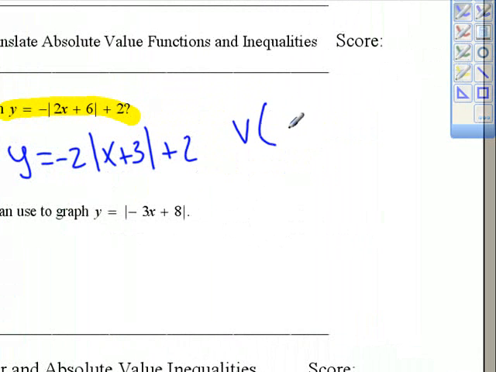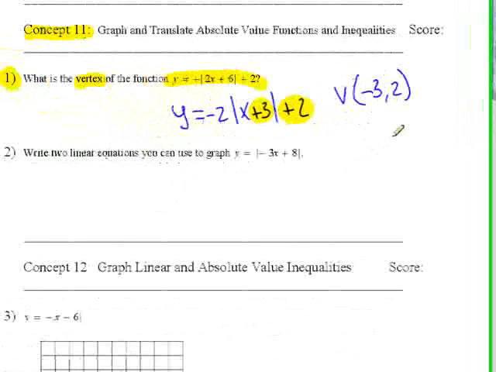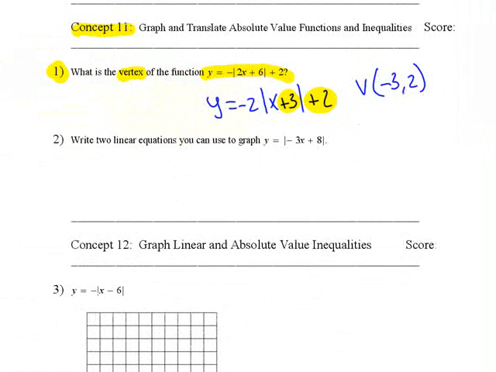The vertex is going to be negative 3, 2. Remember, the x-coordinate comes from the opposite of this value when I have a positive 1x here, and the y-coordinate comes from the value there on the end. So my vertex is at negative 3, 2. Any questions here?